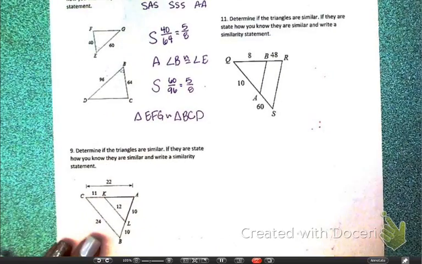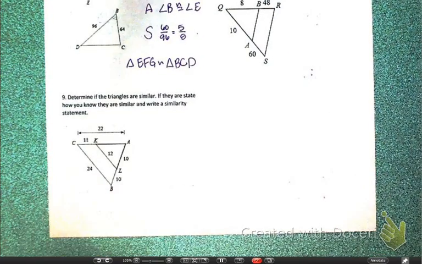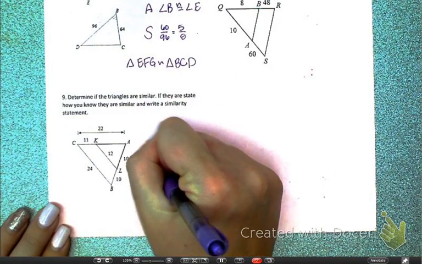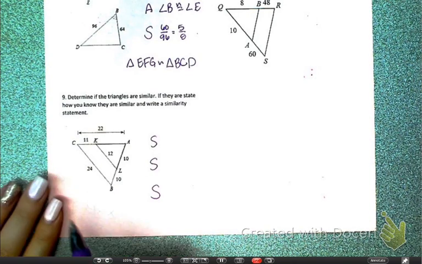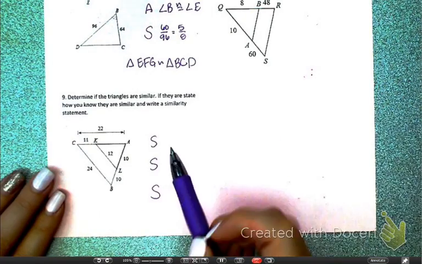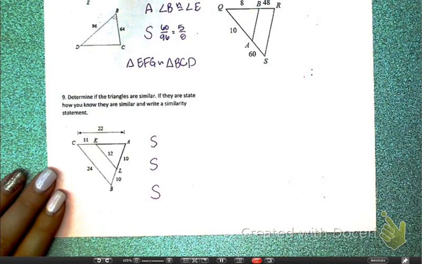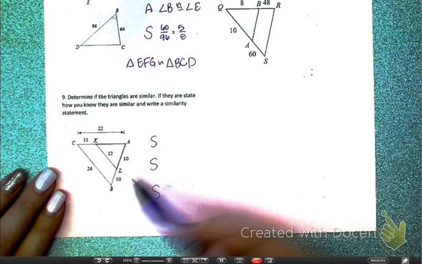Number 9. What should I use for this one? What? Side, side, side. I would use that. I see all three sides. So, you can use side, angle, side. I will get to that one in a second. Let's start with side, side, side, because that's the most obvious one to me, right? So let's start on this side.